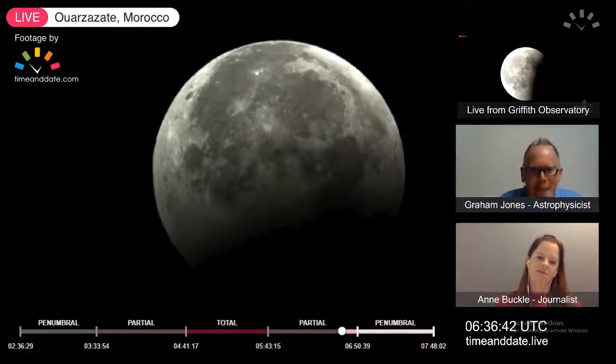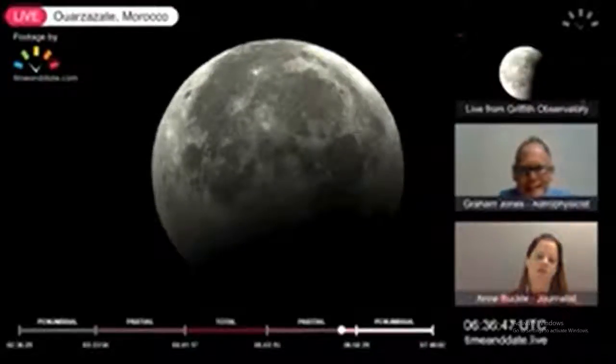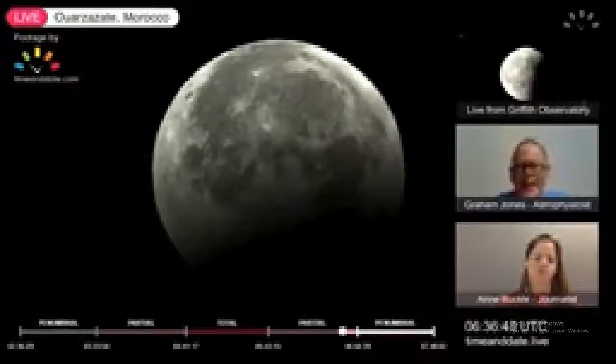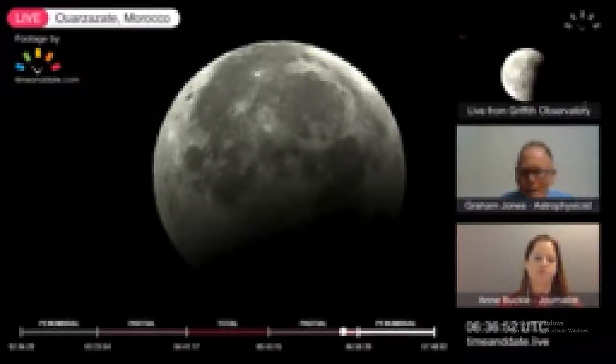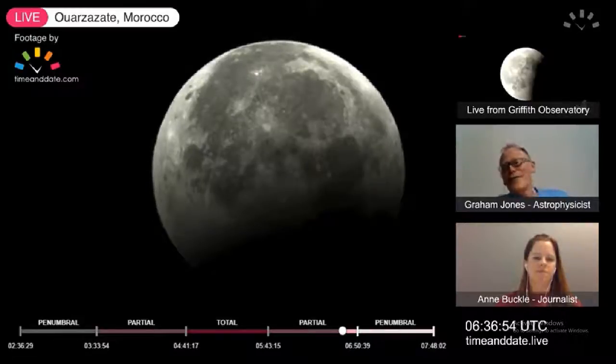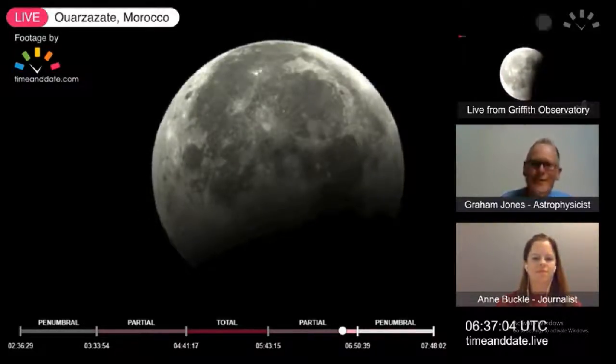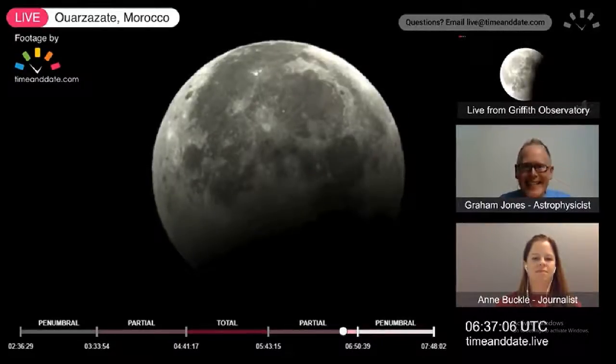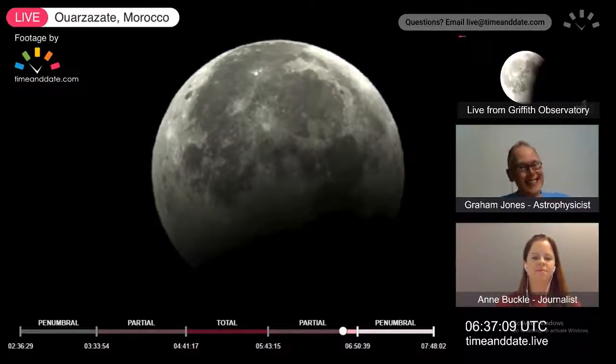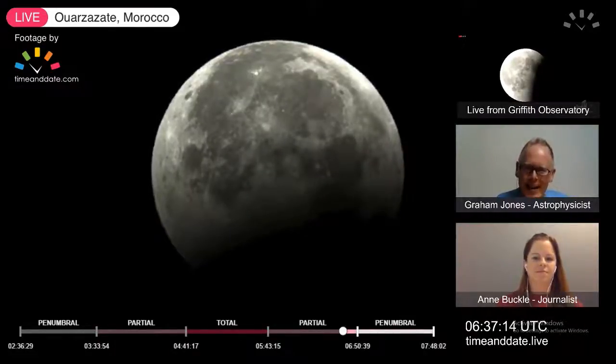So the timeline that we're seeing along the bottom of the screen is showing us that the partial phase of the eclipse will be finishing in about 15 minutes. Now, we're all seeing different orientations of the moon. It's different times for all of us in different parts of the world, but we all see the end of the partial eclipse at exactly the same time, because we're all watching the same thing. We're all looking up at the same side of the moon, and we're seeing the same Earth's shadow moving across it.